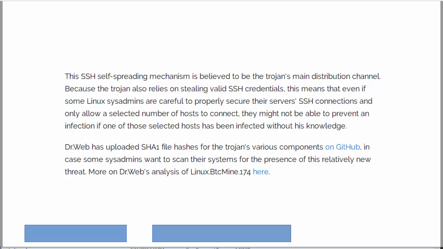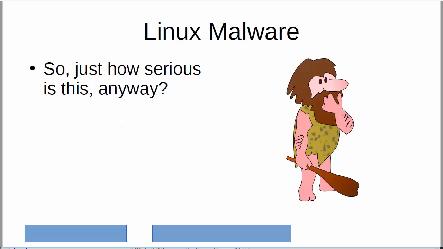Dr. Web has uploaded SHA-1 file hashes for the Trojan's various components on GitHub in case some sysadmins want to scan their systems for the presence of this relatively new threat. And of course, it gives a link there to lead you to more of Dr. Web's analysis, which we're not going to bother to look at right now. So this is Linux malware. Yes, Linux malware. So just how serious is this anyway?